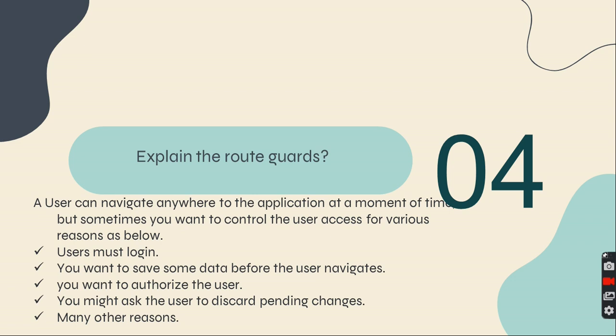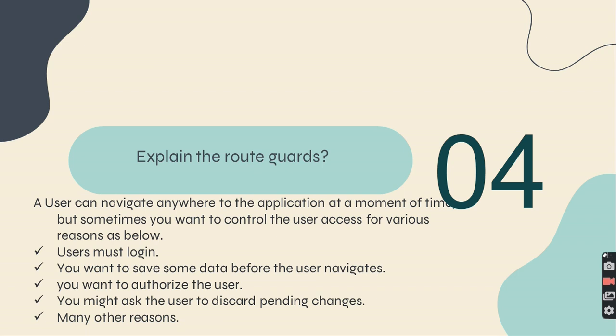Now I go to the fourth question: explain route guard. Okay, so basically when the user navigates anywhere in the application, at that moment it checks whether this user is valid or not, or whether the user has permission to access this particular page or not. Basically it returns true or false, right? If the user is valid, it provides true, and if not valid it returns false.